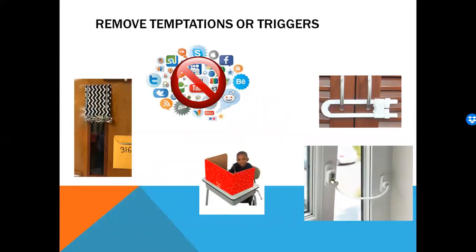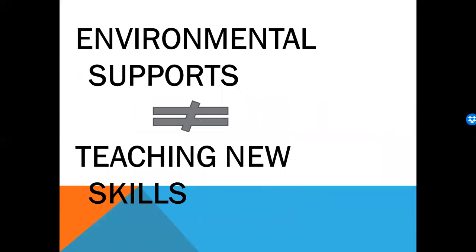We also might want to think about removing temptations or triggers, right? So having window coverings if there's going to be really distracting things happening outside, having privacy spaces set up if visual distractions are hard, seeing if it's possible for you or the school to block really tempting websites on computers, or to actually lock up certain parts of the classroom if getting into materials is really tempting or triggering.